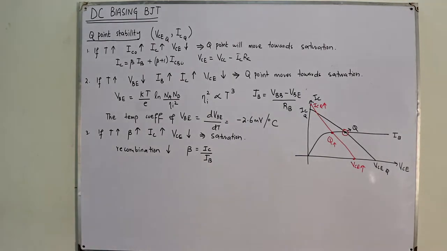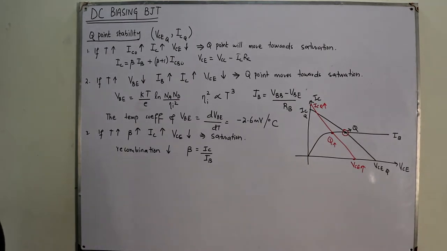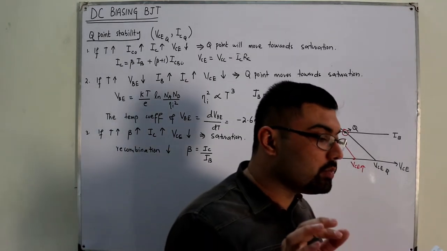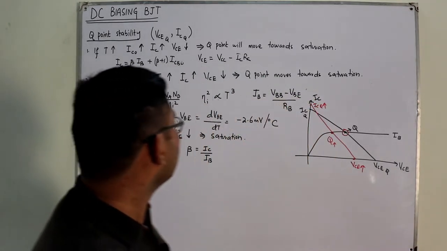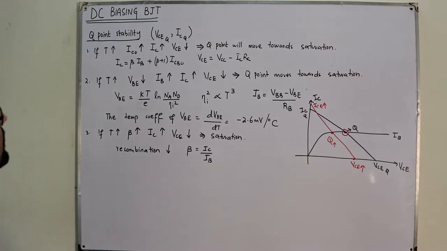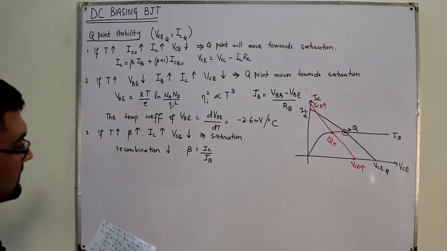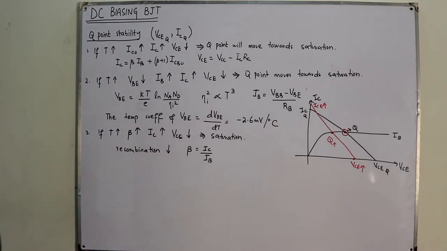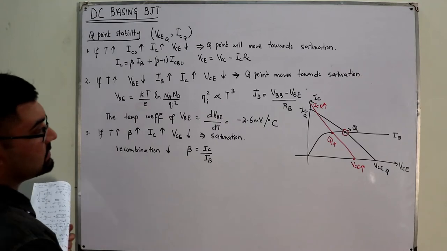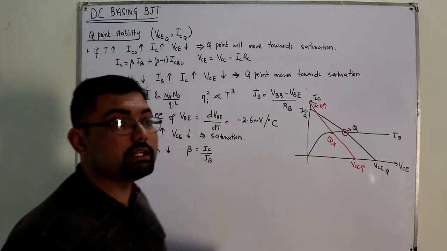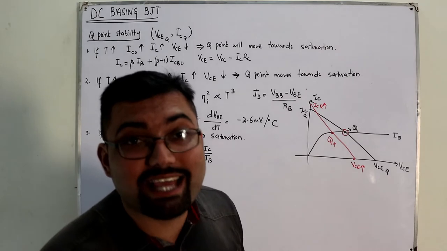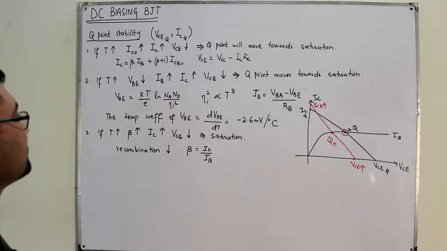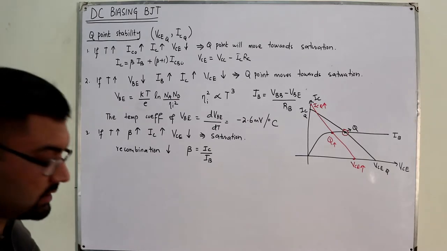So, what we need to do? We need to design a circuit where the Q point is stable and it does not change with the change in temperature. Write it down for yourself. We need to design a circuit where the Q point is stable and it is not changing with respect to the temperatures.